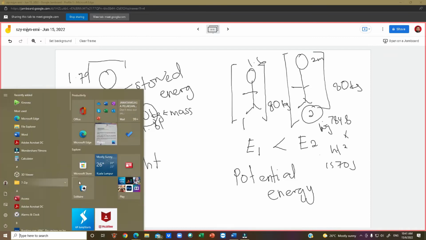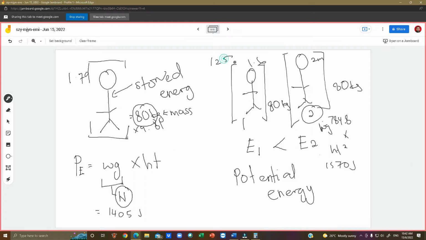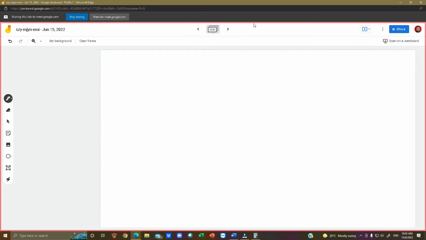Saya dah kehilangan kalkulator. Berapa energi mamat yang rendah tu? 784.8 times 1.6. 1256 joule. Starting without anything, kita dah nampak this mamat, the shorter mamat have lesser amount of potential energy. Itu konsep. Okay. The more weight you have, the higher you are, the more potential energy you are going to have.